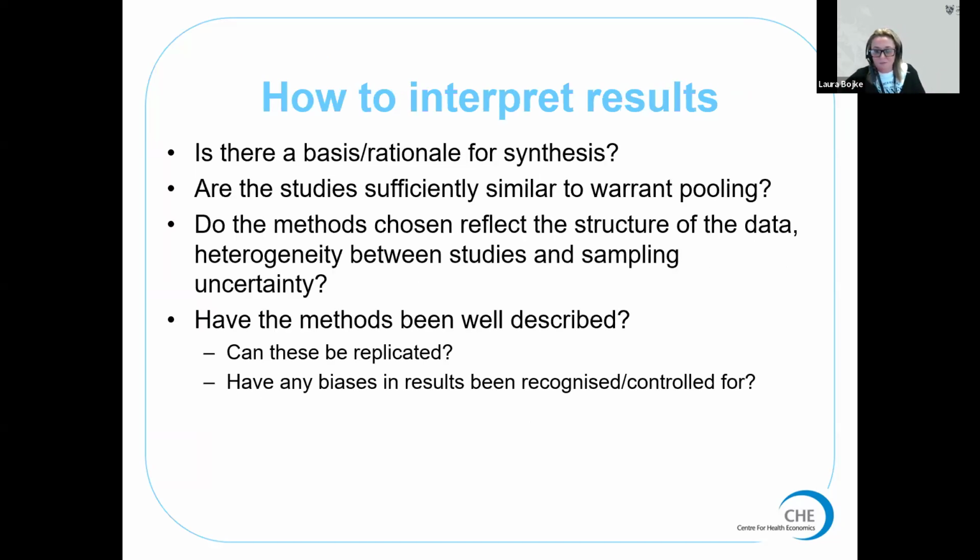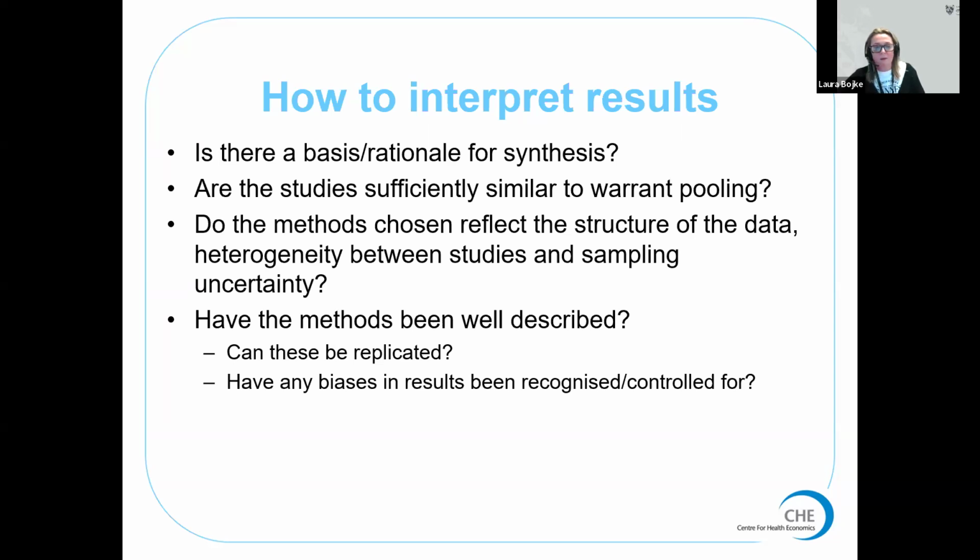So, penultimate slide here on how to interpret the results. As with any interpretation of statistical analysis or quant analysis, as well as understanding the summary estimates that are being generated, there is a need to critique the evidence as well. And I think the starting point for that is to really understand the basis for synthesis. So, as I said, there is a strong basis in terms of informing decision making, but it's certainly the case that we want to understand the rationale for synthesis.